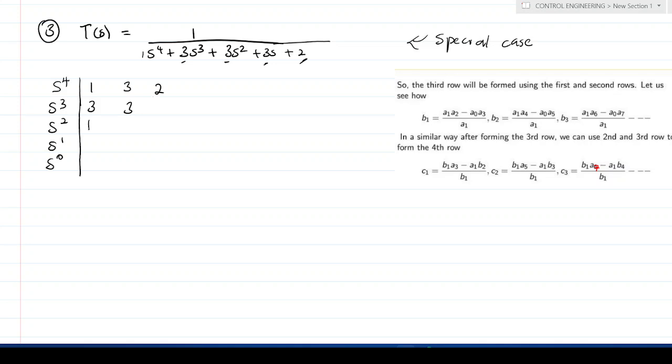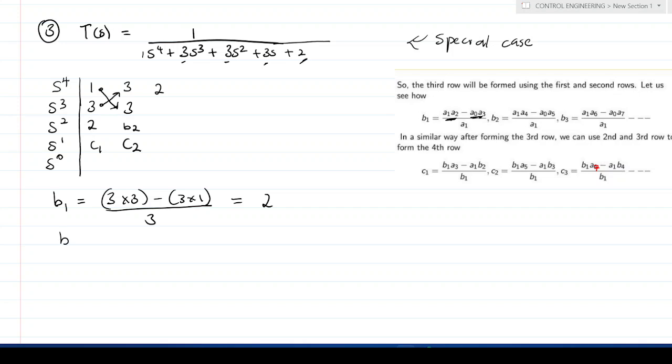Now let's start by finding our B1, B2, and C1. Let's start finding our B1. Our B1 is A1 times A2, minus A0 times A3, over A1. So we have 3 times 3 minus 3 times 1, all over 3, which equals 2. So I'm going to replace B1 with 2.